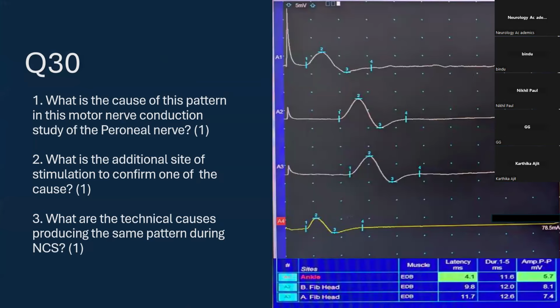Next question. What is the cause of this pattern in this motor nerve conduction study of the peroneal nerve? What is the additional site of stimulation to confirm one of the cause? What are the technical causes producing the same pattern during nerve conduction studies?